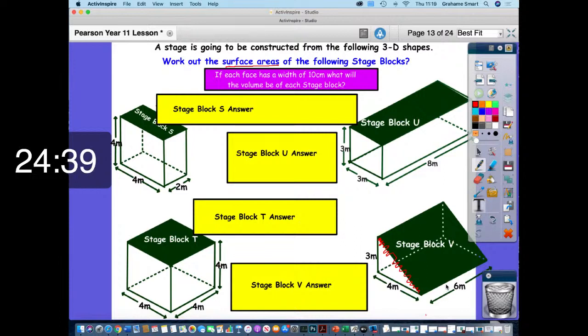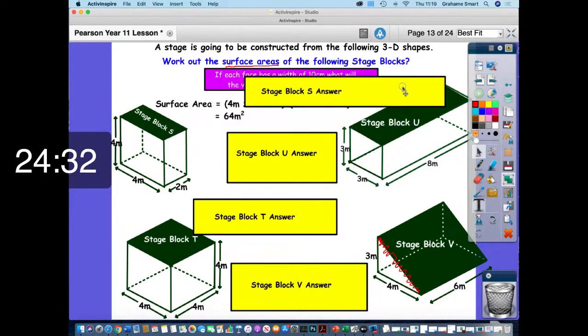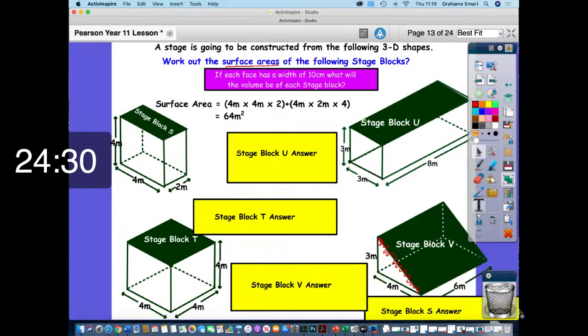So just remember, folks, we're going to do the surface areas first. So I'm going to just reveal stage block S surface area answer. And let me put that in the bin actually, out of the way. Okay. So what have we got here?